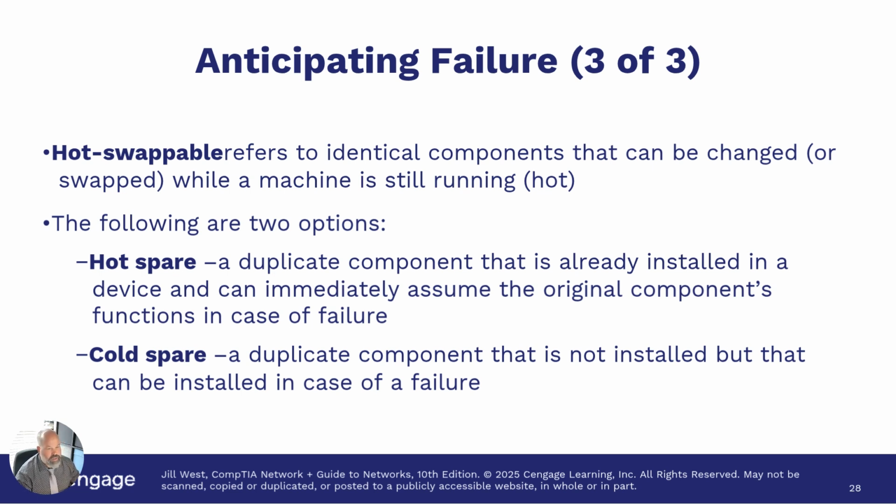Continuing in anticipating failure, two ways we can handle backup equipment. We've got hot spare, which means it's already installed and ready to take over instantly. It's like having a co-pilot ready to take over the controls. And then we've got cold spare. Cold spare is sitting on the shelf, ready to be installed when needed. It's kind of like having a spare tire in the trunk of your car. Something happens to your tire, you've got it on hand. You can plug it in if one were to fail.